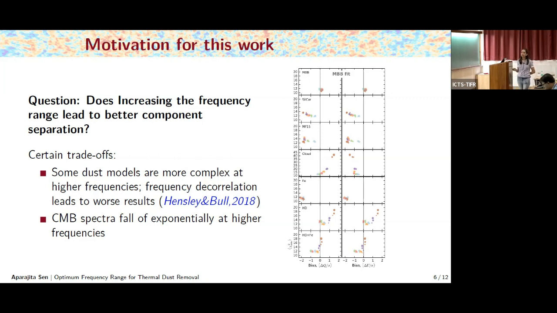We are asking these questions because there are certain trade-offs, as you saw in the previous figure. The CMB signal exponentially reduces as we go to higher frequencies, and also the dust signal for some of the dust models becomes very complicated at higher frequency. In one study by Hensley and Bull, they showed that for some of the very complicated dust models, we actually do not see any improvement. Rather our result becomes worse if we include the higher frequency range.